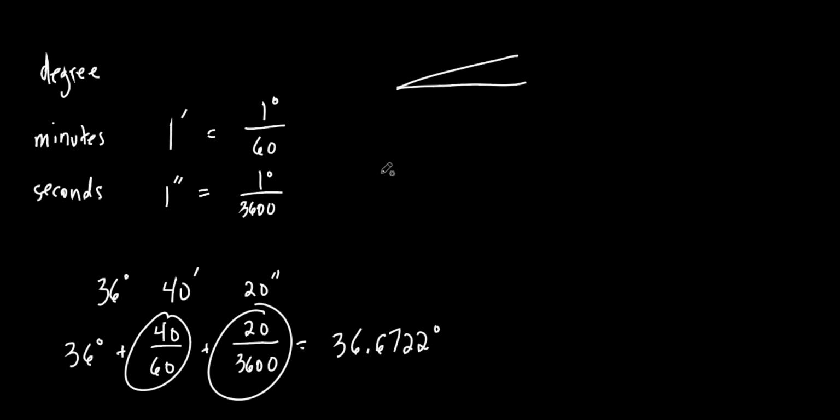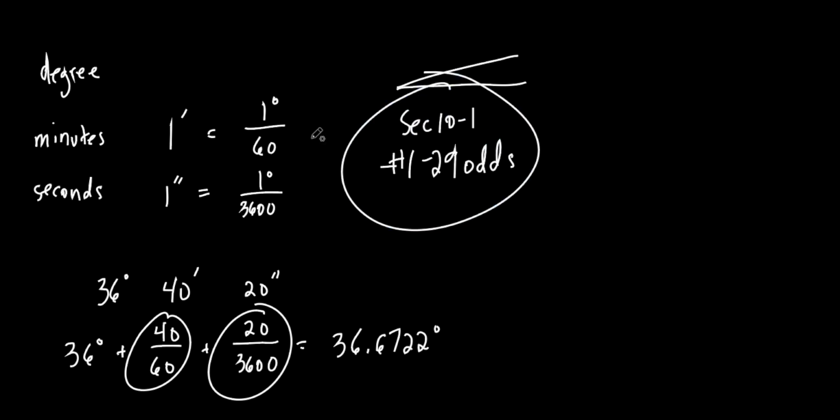1 to 29 odds. 1 to 29, just the odds. And this is section 10.1. There you go. There's your homework.